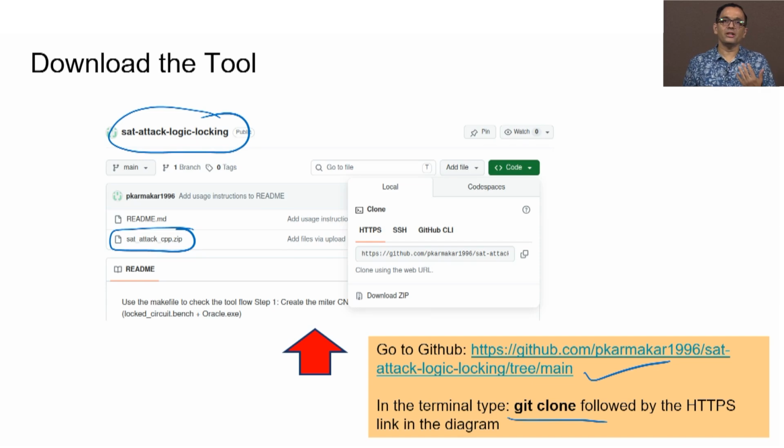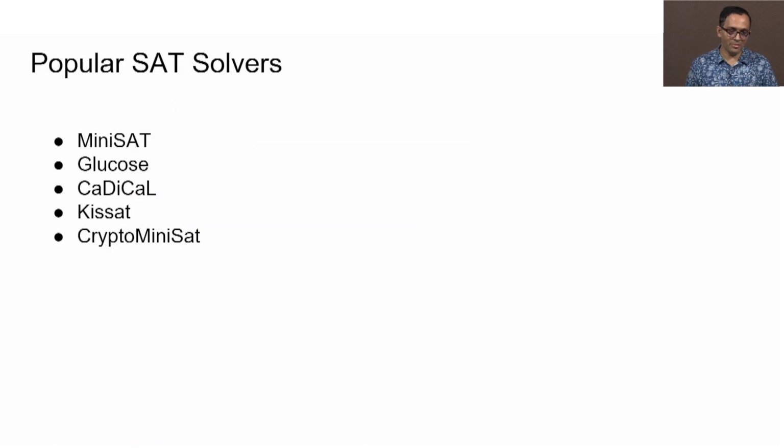I will strongly encourage you to take these benchmarks from the SAT attack and run them on different SAT solvers. CryptoMiniSat is one example I have given, but there are many popular SAT solvers. MiniSat is there, Glucose is there, CaDiCaL is there, KeySAT is there, and CryptoMiniSat I have discussed. These are very popular and well maintained. So you can take all these logic locking benchmarks from our directory and run them on those tools.